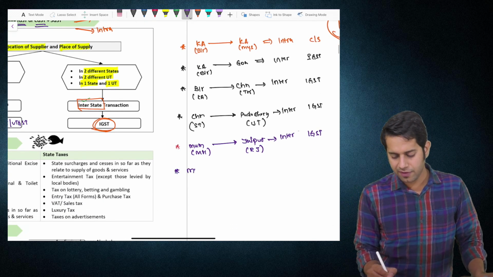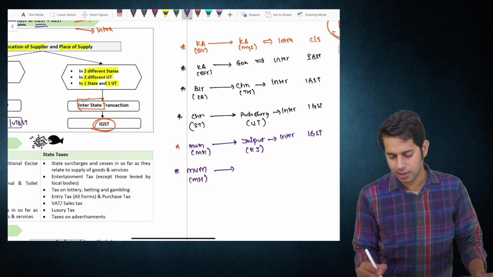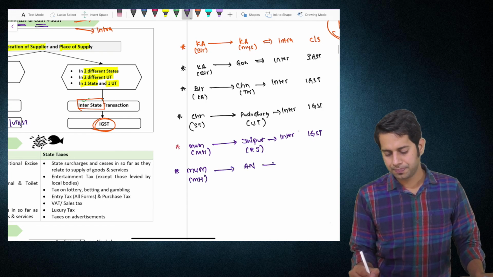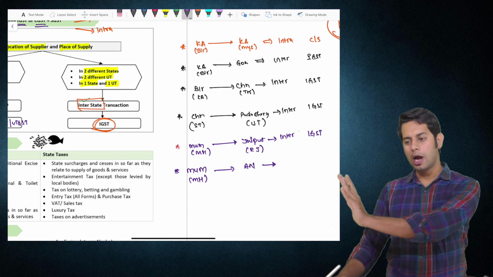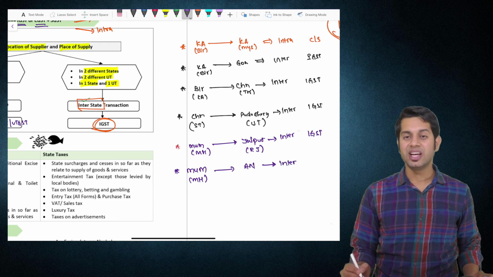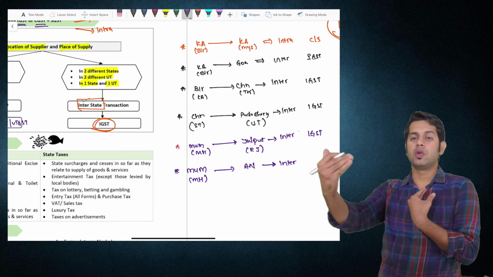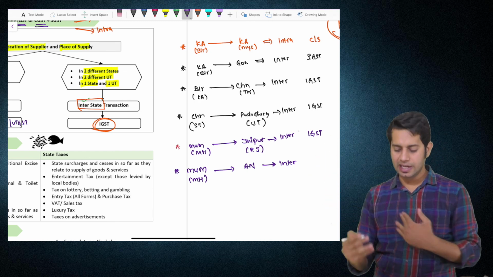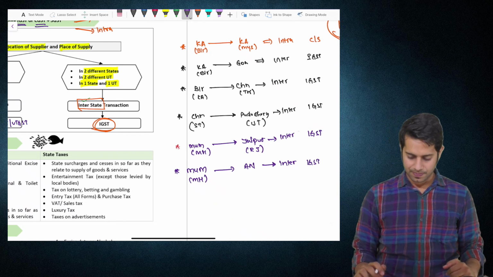A supply is made from Mumbai in Maharashtra to Andaman Nicobar. What type of supply is it? Sir, it is also interstate supply. A supply has been made from one state to one union territory. It is also called interstate supply. I am going to levy something called IGST.